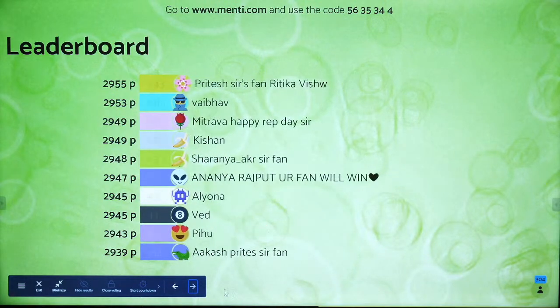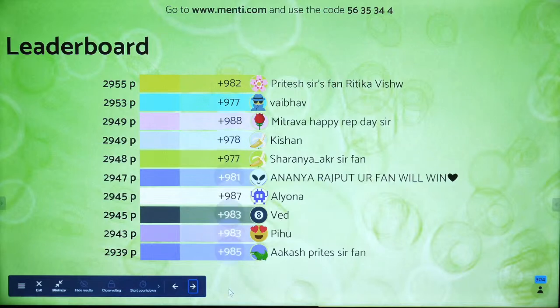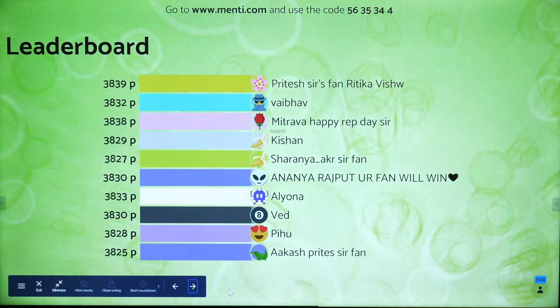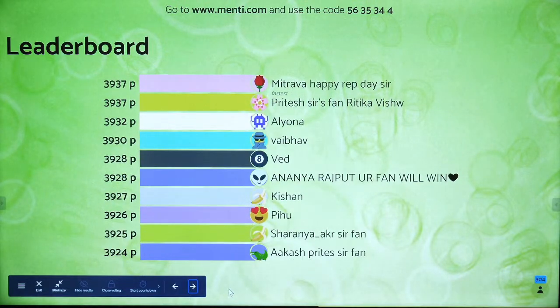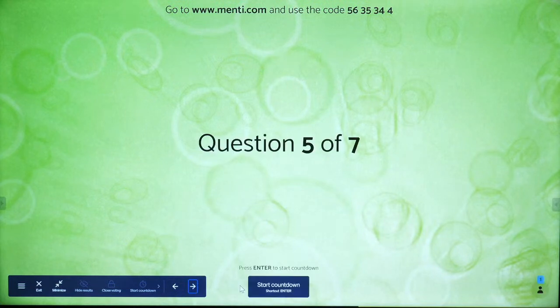So we have got Ritika, Vaibhav, Mitrava, Kishan, Sharanya, Ananya, Alyona, Ved, Pihu, Akash. Akash, Ritika, thank you so much. Mitrava, you are leading the leaderboard, but there's a tie between Mitrava and Ritika, right? And there's a tie between Ved and Ananya. That's it. And let us move ahead with question number 5 coming on your screen now.